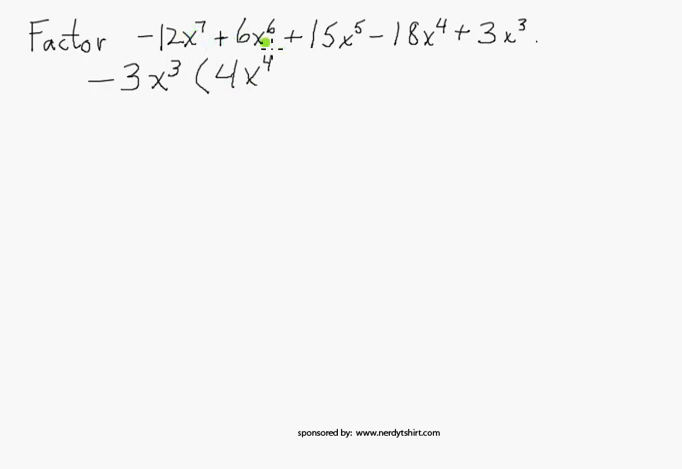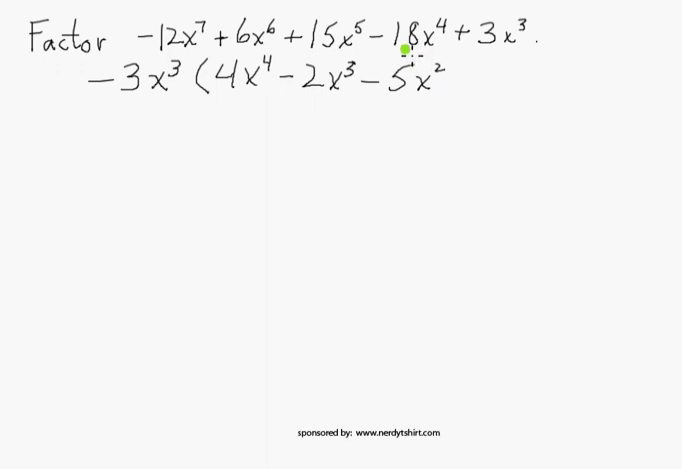And now you just run a similar kind of treatment for all the rest of these. To get 6x to the 6th, the thing you'd multiply the minus 3 by is minus 2. And the thing you'd multiply x to the 3rd by is another x to the 3rd to bump up to that full power of x to the 6th. Then for the next one, to get a 15, you'd multiply that leading minus 3 here by a minus 5. And then the thing you multiply x cubed by to get x to the 5th is x squared. Then move on to the next one.